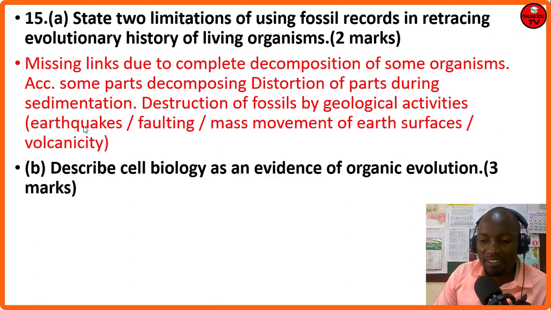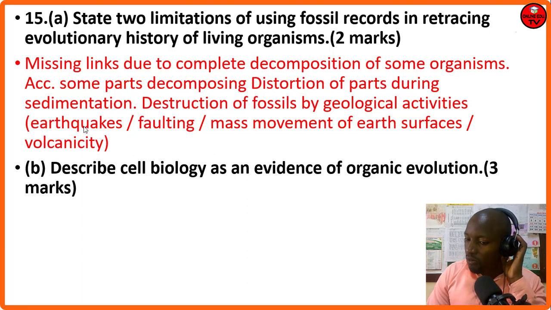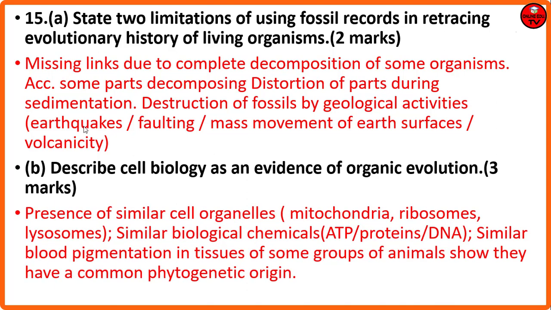Describe cell biology as an evidence of organic evolution. Presence of similar cell organelles like the mitochondria, ribosomes, lysosomes, name them. Similar biological chemicals like presence of ATP, DNA. Similar blood pigmentation in tissues of some group of animals, like the hemoglobin in some group of animals, show that they have a common phylogenetic origin.